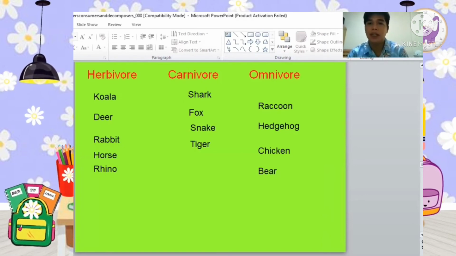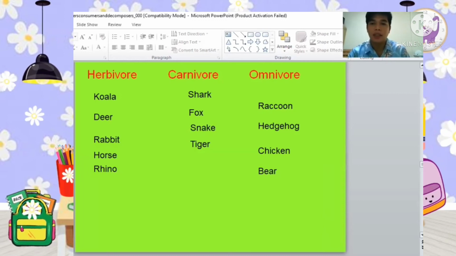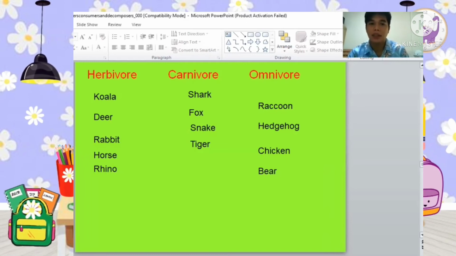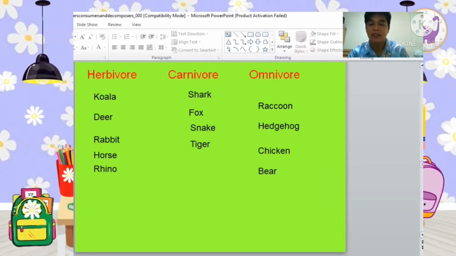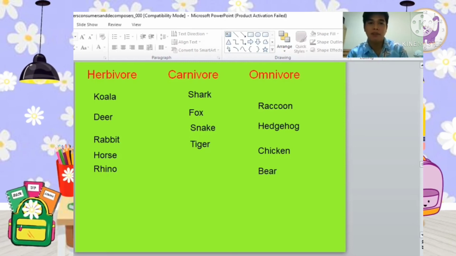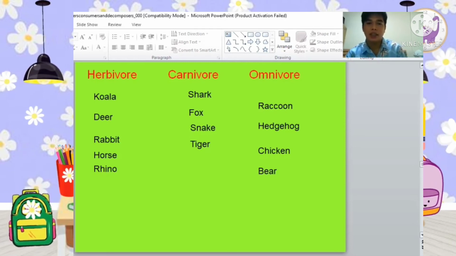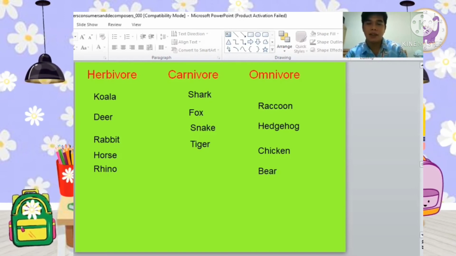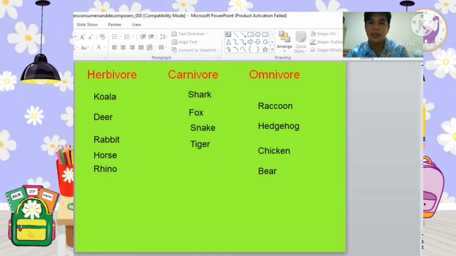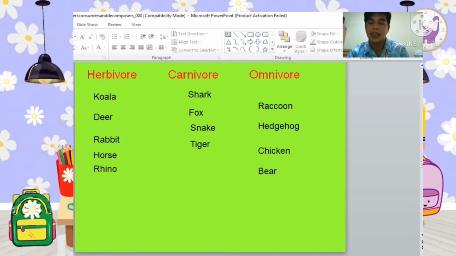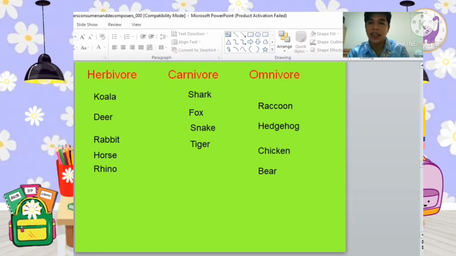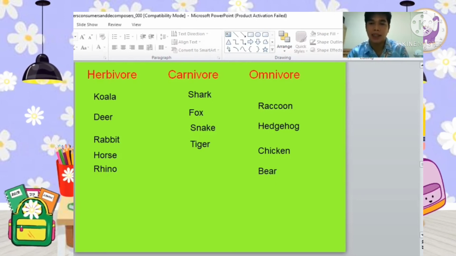Now let's read examples of herbivore, carnivore, and omnivore. Let's read first the line in herbivore. We have koala, deer, rabbit, horse, and rhino. I will give you 5 seconds to read. Students, 1, 2, 3, go. Now next, carnivore. 1, 2, 3, go. Shark, fox, snake, and tiger. And omnivore, we have raccoon, hedgehog, chicken, and bear.